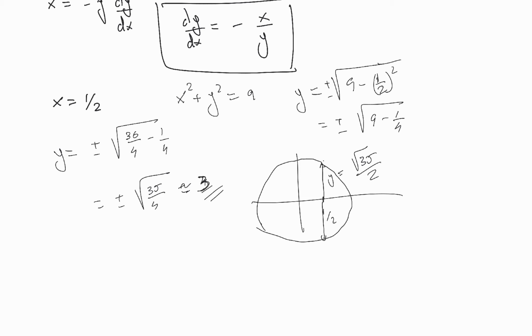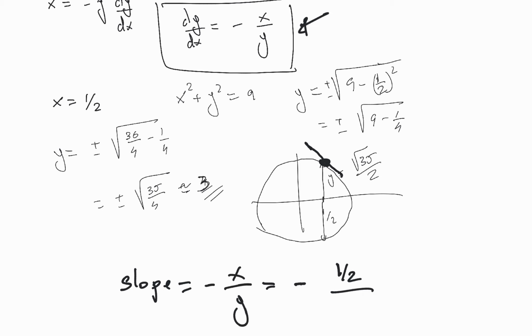The slope is minus x divided by y. So if y is this point, the slope at this point is negative. It will be minus the x. The x is 1/2, and the y is almost 3, the square root of 35 divided by 2. So this is about minus 1/2 divided by almost 3, so it's approximately minus 1/6.